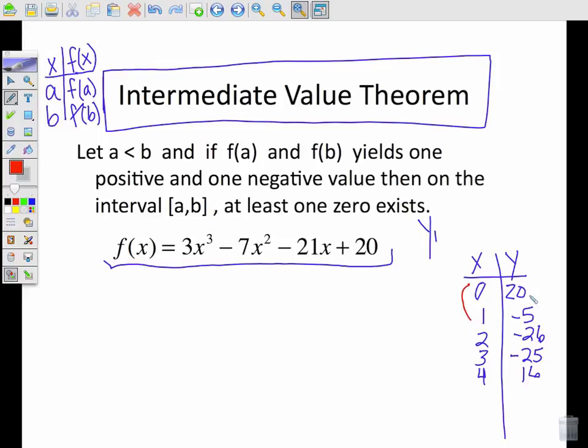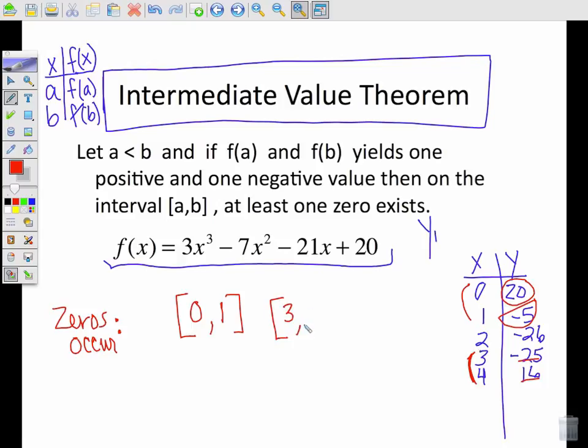You can see between the numbers of 0 and 1, you got a +20 and a -5. Since one of them is positive and one of them is negative, we know that in this interval between 0 and 1, there occurs a 0. The zeros occur in this interval. We don't know exactly what the number is, but since there's a sign change, we know that it has to cross the x-axis. There's also another one between 3 and 4 because of -25 and 16.